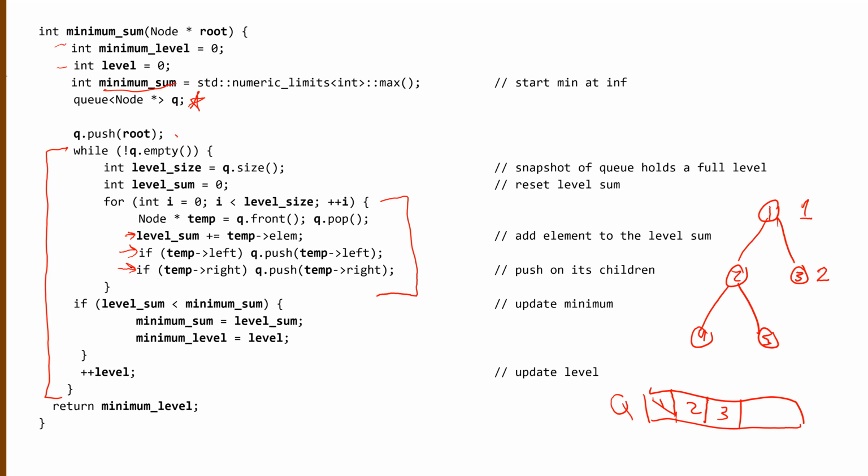And then at the very end, after this for loop, you'll just want to compare if your current level sum is less than the minimum sum that you've seen so far. You're just going to update these two variables. And then you'll increment your level so you can keep track of what level you are on. Does anyone have any questions on the solution? Cool. So we'll move on.